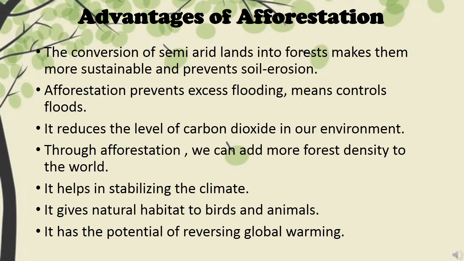Afforestation prevents excess flooding, means it controls floods. It can decrease the intensity of flood. It reduces the level of carbon dioxide in our environment. Through afforestation, we can add more forest density to the world. It helps in stabilizing the climate. It gives natural habitat to birds and animals. And most important, it has the potential of reversing the global warming.